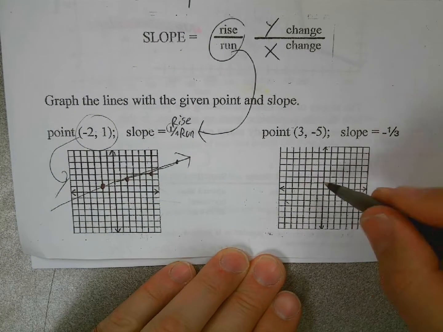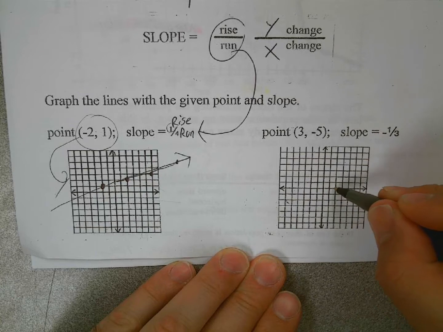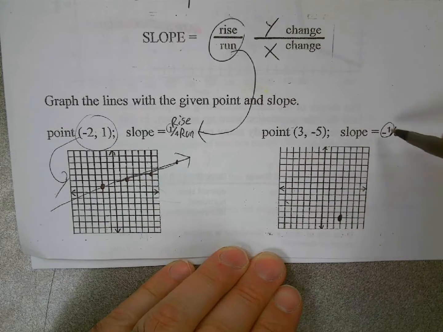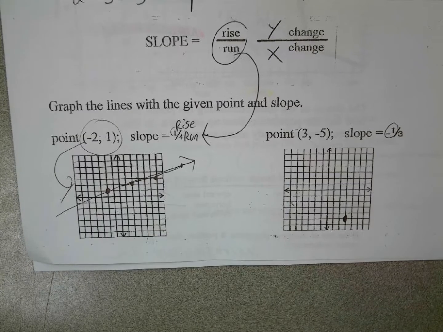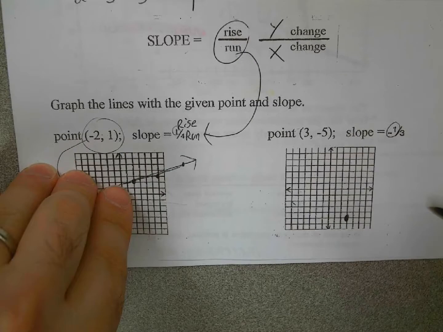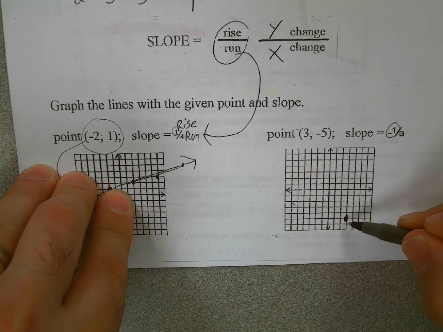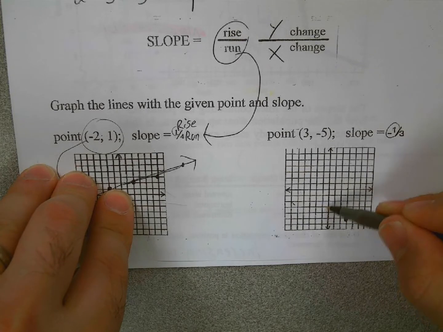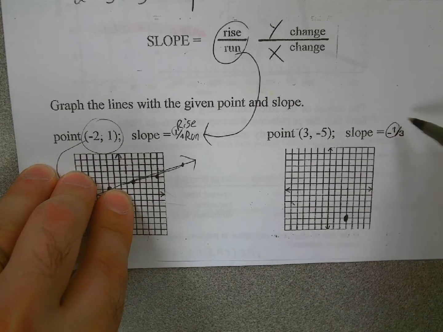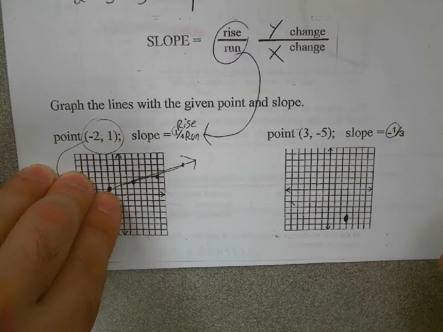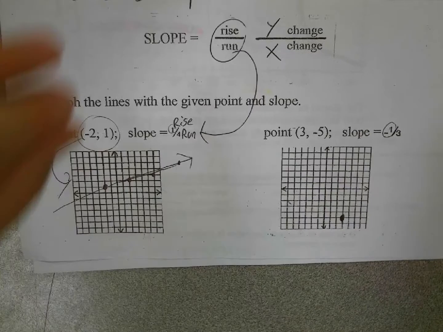Plot your 3. 1, 2, 3, -5. 1, 2, 3, 4, 5. And try going down 1 over 3, down 1 over 3, down 1 over 3, and connect your dots. Okay? Or you could go up 1 to the left 3. So if you wanted to go opposite, you could go up 1 over 3, up 1 over 3, up 1 over 3. Or we could go down 1 over 3, down 1 over 3. All right? If you need help with those, let me know.